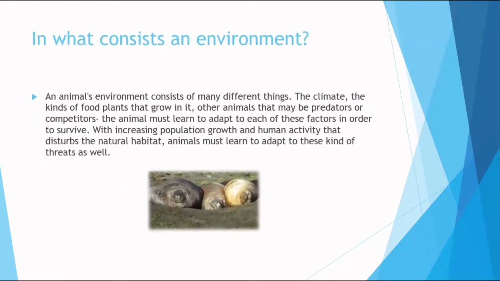What does an environment consist of? An environment consists of many different things: the climate, the kind of food plants that grow in it, and other animals that may be predators or competitors. That's why animals should learn how to adapt to each of these factors in order to survive.